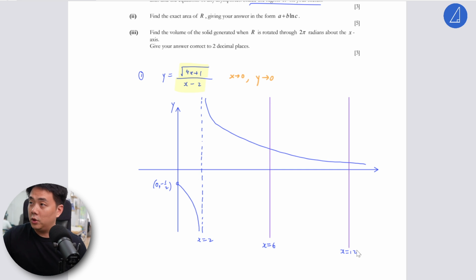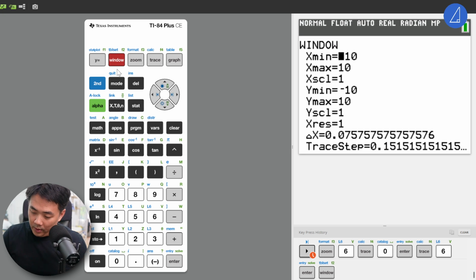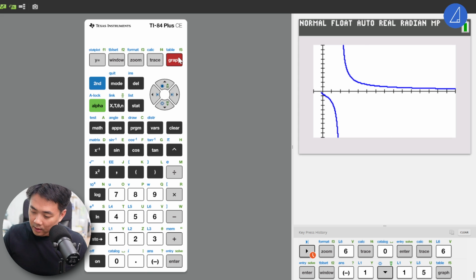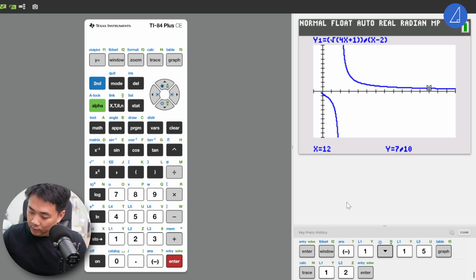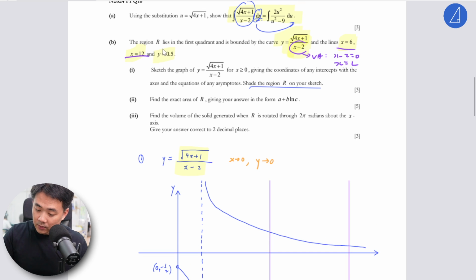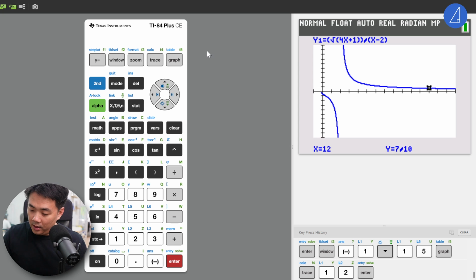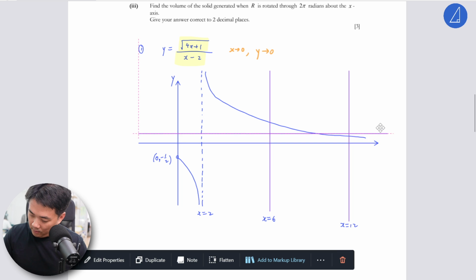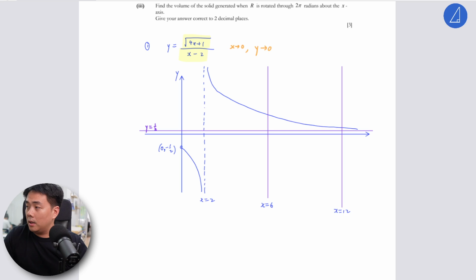So obviously on the GC, I'm going to adjust my window setting. So -1, I'll put this as 15. Graph it. Then I'm just going to put trace 12. Trace 12 will be 7 out of 10. The reason why I need to put that is because I look at this y, this is half. Okay, 7 out of 10 is obviously more than half, it is 0.7. So I'm going to draw it out. Half will be roughly here. Okay, below the y value. Okay, so this is it.